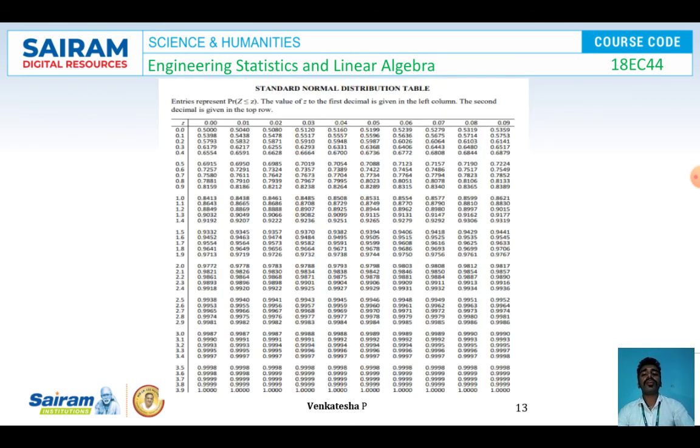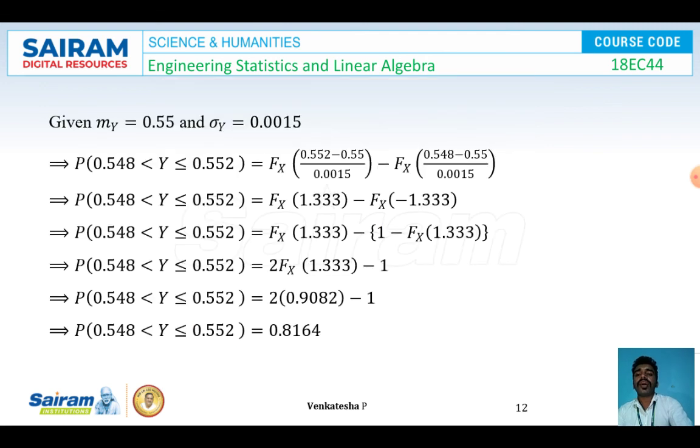So take the table. In the table, take 1.3 at 0.03. So 1.3 at 0.03 means here, and it is given by 0.9082. Now I'm going to replace that value here: 2 times 0.9082 minus 1. On simplifying, we get the solution P of 0.548 less than y less than or equal to 0.552 is equal to 0.8164.